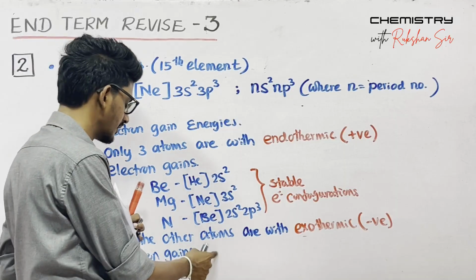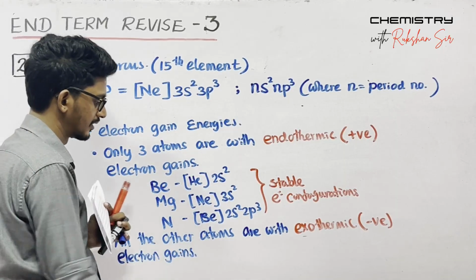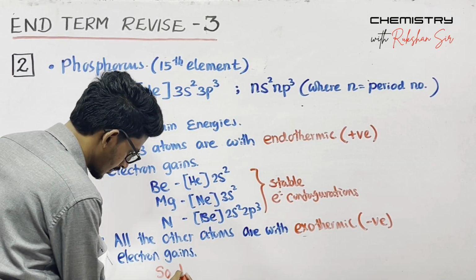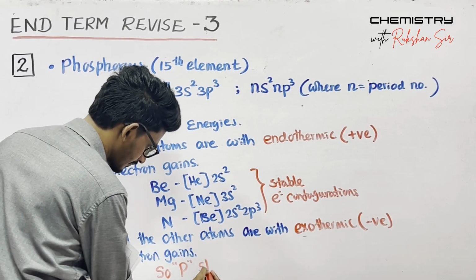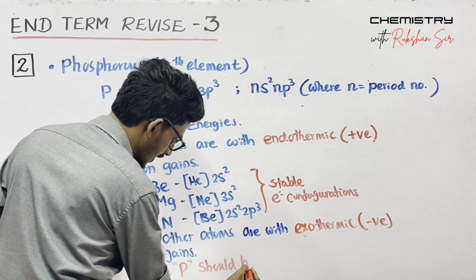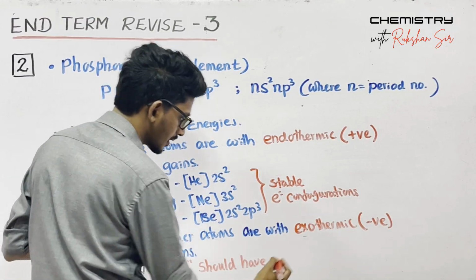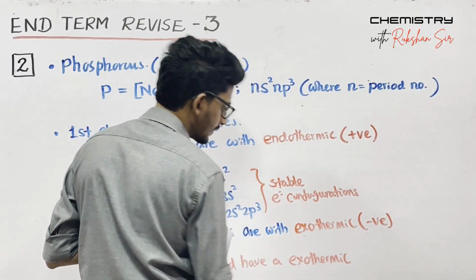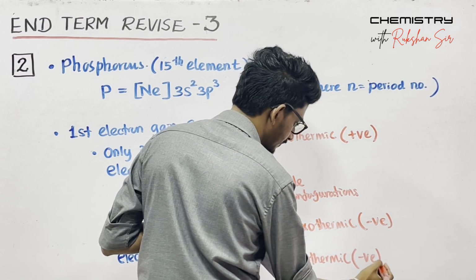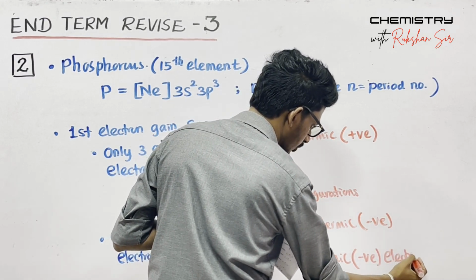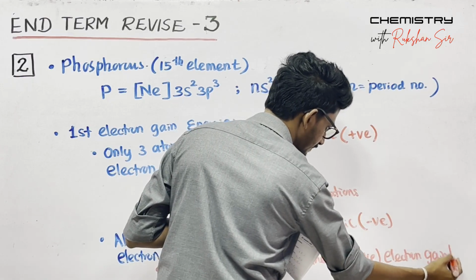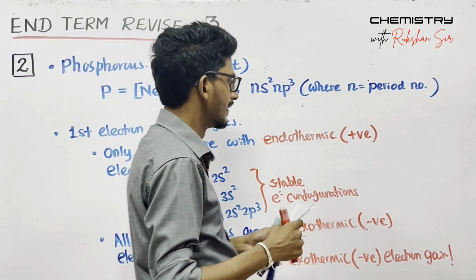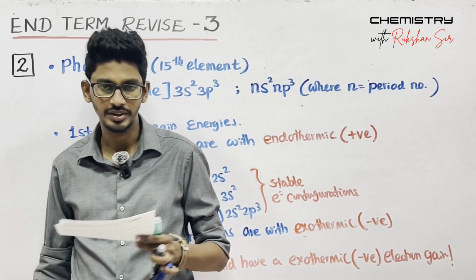So phosphorus comes under this. Phosphorus should have an exothermic or negative electron gain. Right now, phosphorus comes up with a negative first electron gain, or the exothermic value.